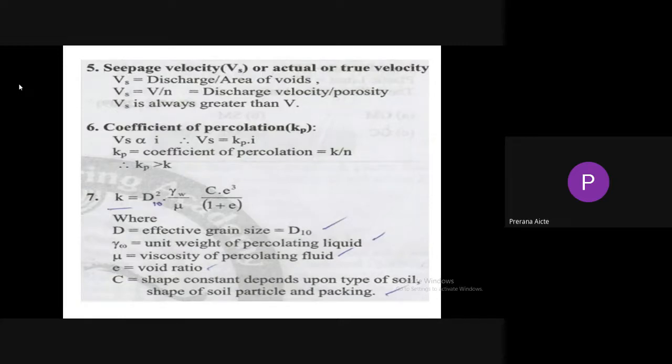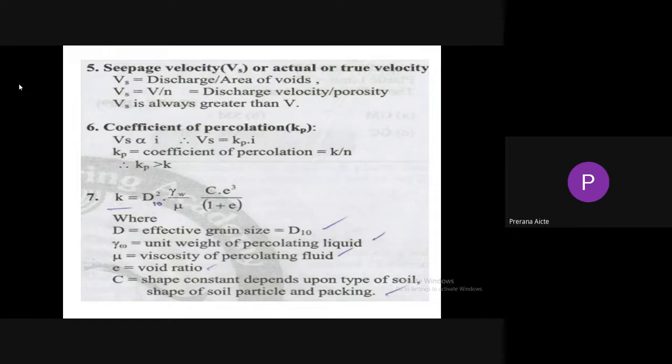But seepage velocity is equal to discharge divided by area of voids. So seepage velocity is equal to discharge velocity divided by porosity. When compared, the area for seepage velocity is very small because flow is possible only through the voids. That's why seepage velocity is always greater than discharge velocity.